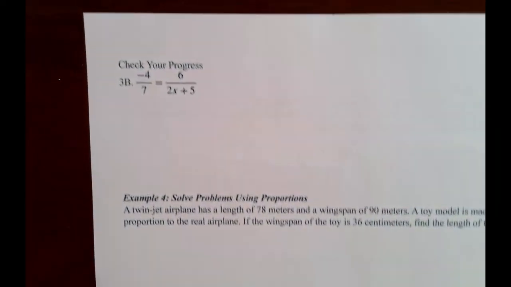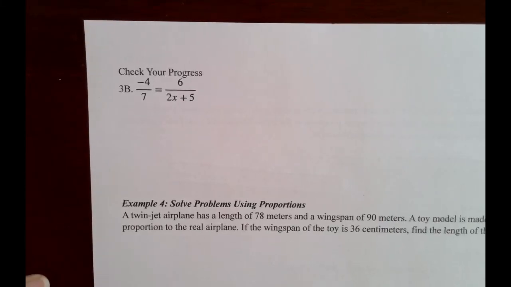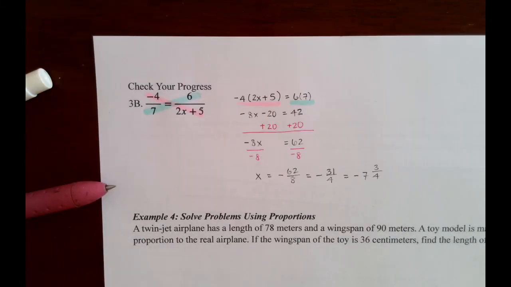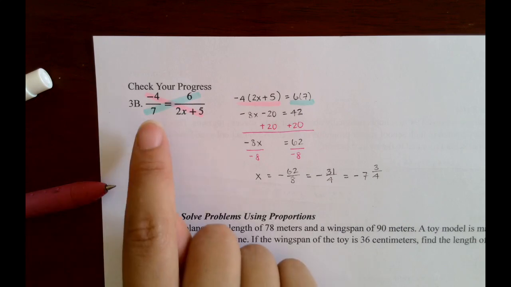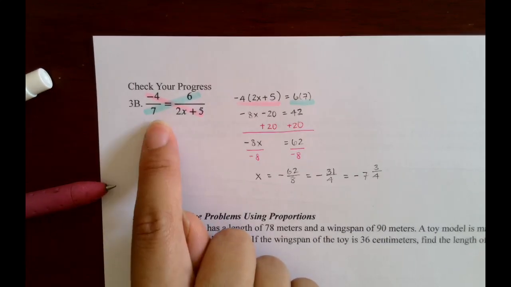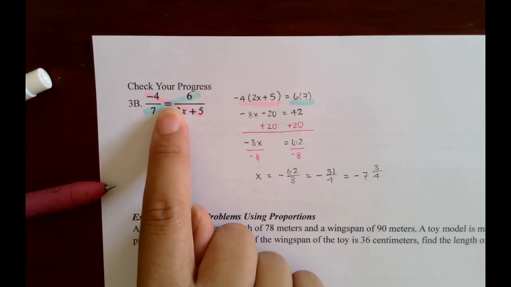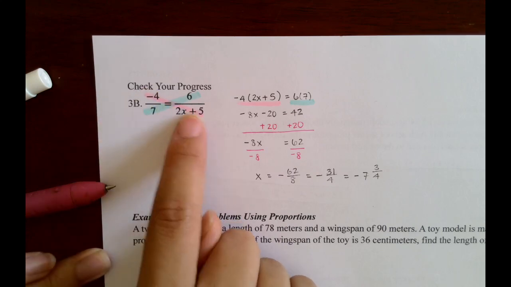Okay. So why don't you try 3b on your own, and then once you're done, come check your answer. Okay, you should have gotten negative 7 and 3/4. If you got that right, you can move on to our last example. If not, here is your explanation. So again, I have two ratios set equal to each other, so it's a proportion. Okay, I'm going to cross multiply.